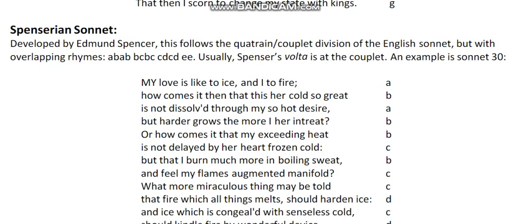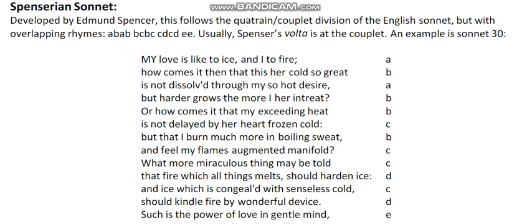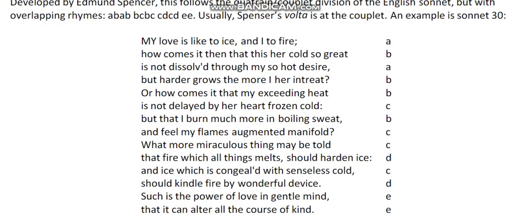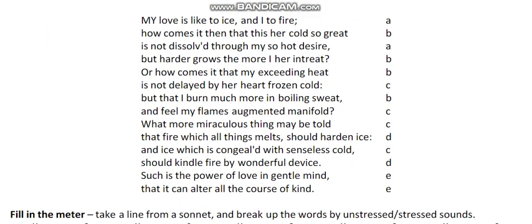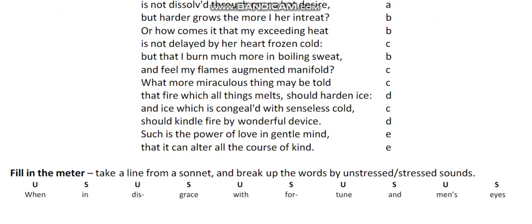An example is Sonnet 30. So, this is the example: AB, AB, BC, BC, CD, CD, and EE. And this is the meter, which shows when we take a line from a sonnet and break up the words by stressed and unstressed syllables. I hope you understand what has been mentioned in the table.